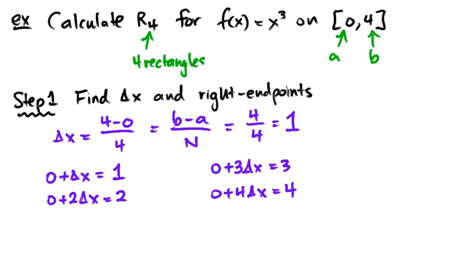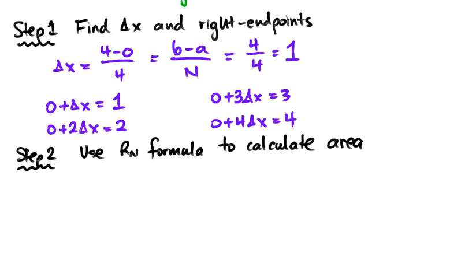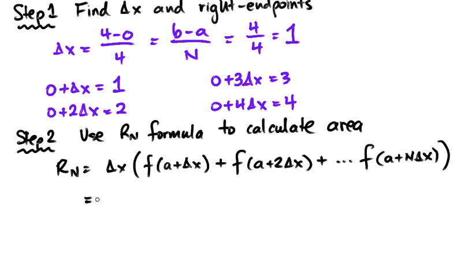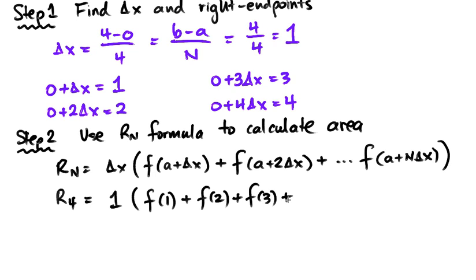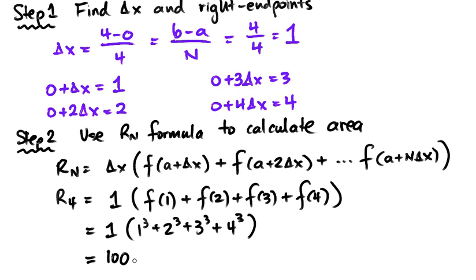Step 2 is going to be to use the R sub n formula to calculate the sum of all of these rectangles. And so the R sub n formula looks like this, and now we fill in some of the information we know. Like, we're finding R sub 4, our delta x was 1. Now we need to evaluate our function at 1, and at 2, and at 3, and at 4. And our function was y equals x cubed. So we get, which gives us an answer of.